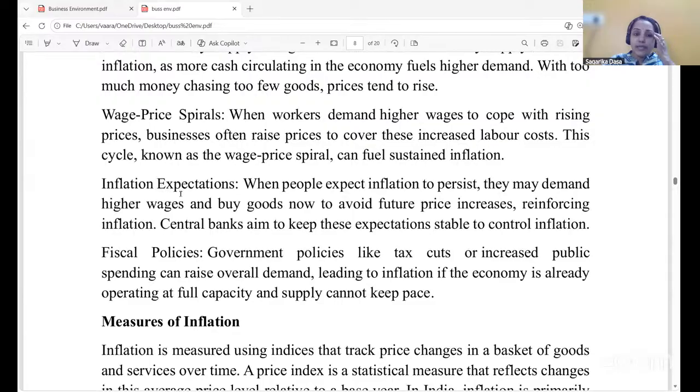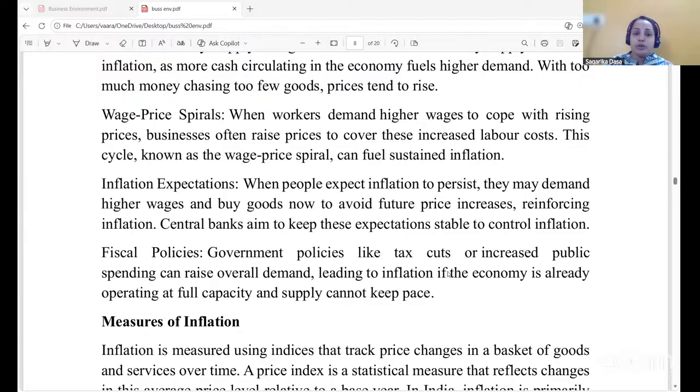Then inflation expectations: when people expect inflation to persist, they may demand higher wages and buy goods now to avoid future price increases, reinforcing inflation. Sometimes it so happens that people expect that in future the prices may be high. The people start purchasing the products now itself. That is, the future demand is met in the current situation. In that case also the inflation will increase.